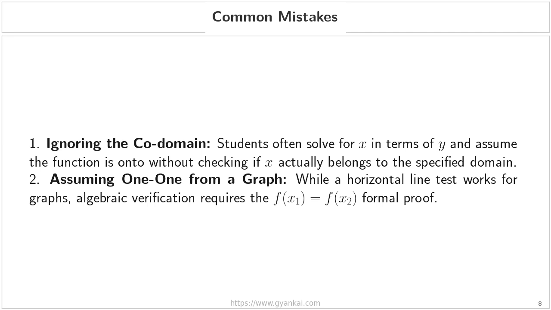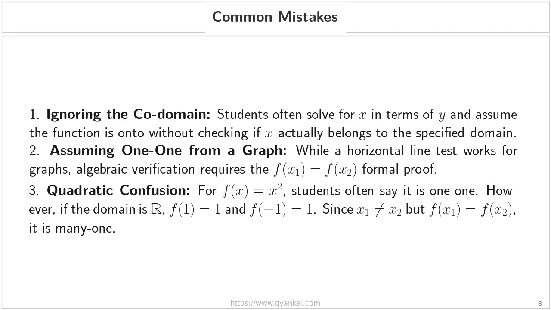While the horizontal line test is a fantastic tool for visual intuition, it is not a formal algebraic proof. In a rigorous mathematical verification, you must use the formal method we practiced earlier, assuming that f of x1 equals f of x2 and proving that this necessarily implies x1 equals x2. Finally, let's talk about quadratic confusion.